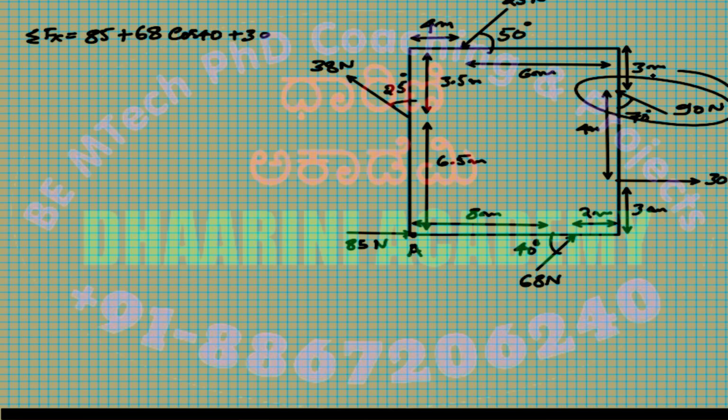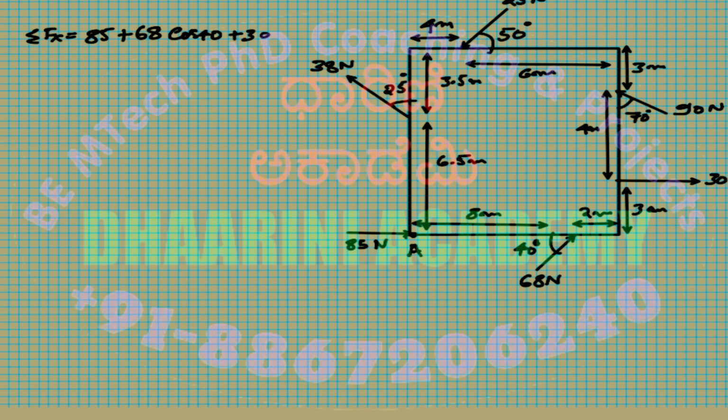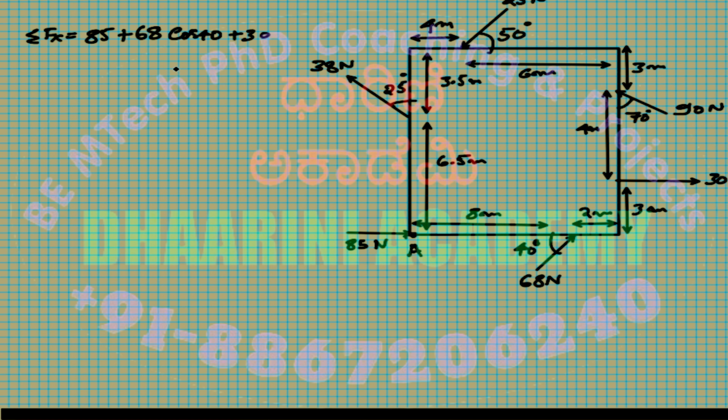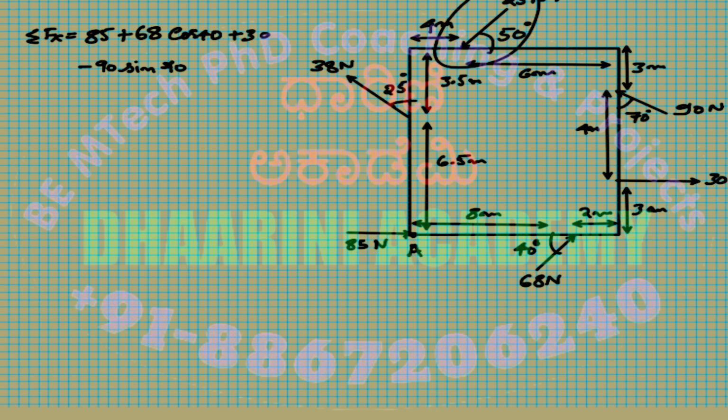Then there is a 90 newton force making 70 degrees with the y-axis. If you look at the quadrant, this is the second quadrant case. It is moving upwards and to the left, which means second quadrant. There the x component is negative, so minus 90. The angle is with respect to the y-axis, so this is 90 sin 70. Then come to the 25 newton force, which is downwards and to the left.